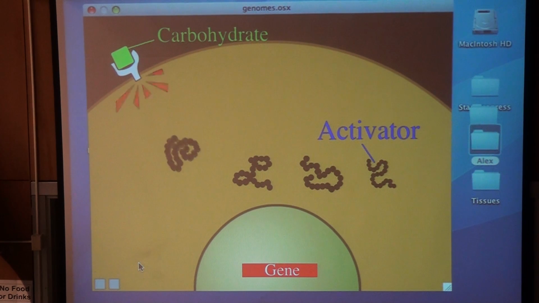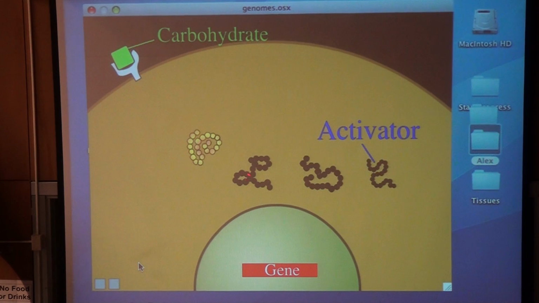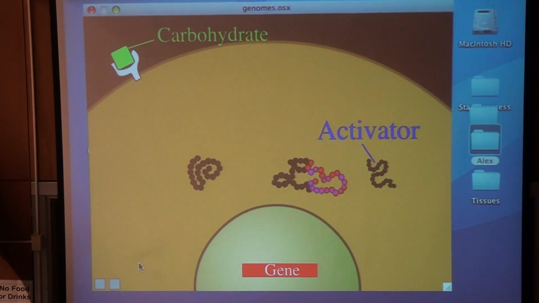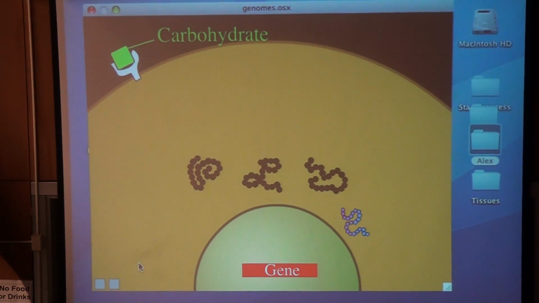transduction pathway. The first relay protein gets activated by the receptor, and it activates the next relay protein, which activates the next relay protein, usually by kinasing, by adding phosphates. And eventually, the activator protein gets activated, so to speak, and now it can go down into the nucleus and bind the control elements of the gene. And so now this gene is going to be expressed, and we're going to get the carbohydrate digesting enzyme made.